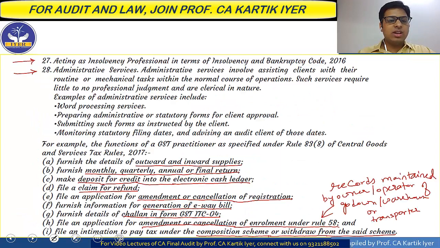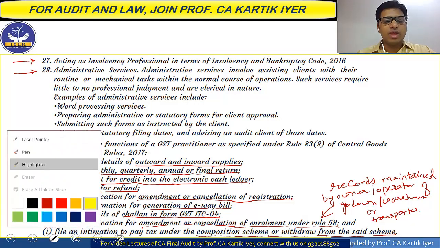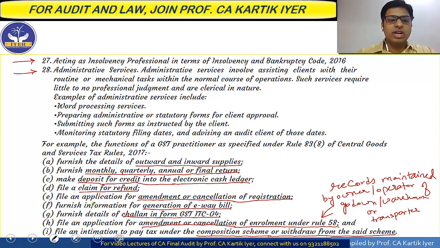Next, here we can see point number 27 and 28, this entire area which I am showing to you right now on the screen. The entire thing has been brought in, and you can see new additional points. So let's see this. 27, acting as insolvency professional in terms of the Insolvency and Bankruptcy Code 2016. If the CA acts as an insolvency professional under IBC, then again it can only be done by a CA in practice.